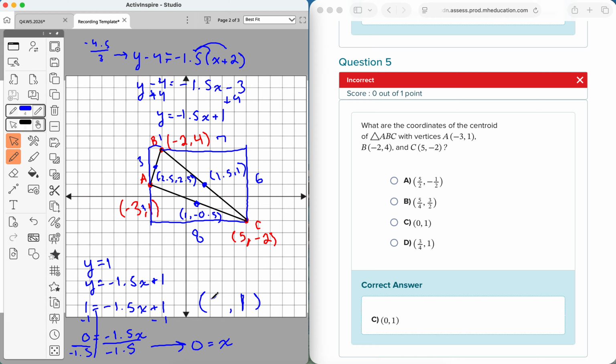which means this is the point that those two medians pass through. This line that looks something like that, and this one. They both pass through right here, which is 0, 1. So that is our answer. It was messy, but we got through it.